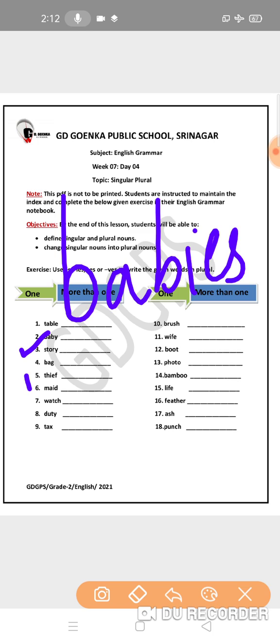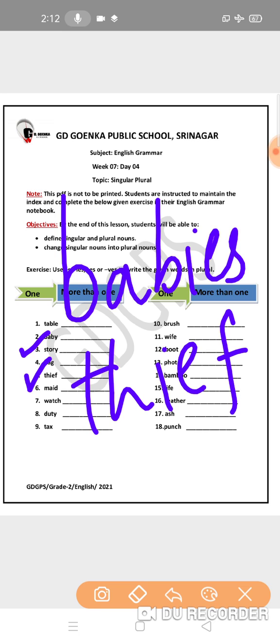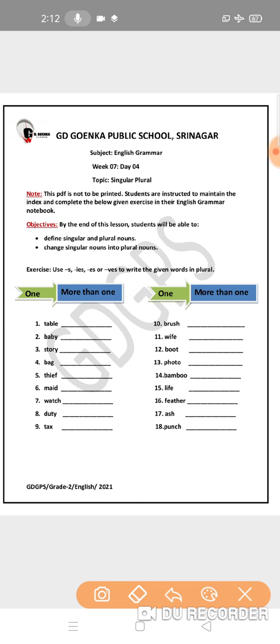Now let's come to the fifth one, that is thief. Recall the f rule. If a word is ending with f, then we will change f into v and we will add es. So thief will become thieves.